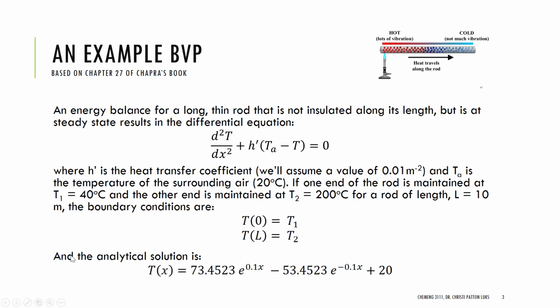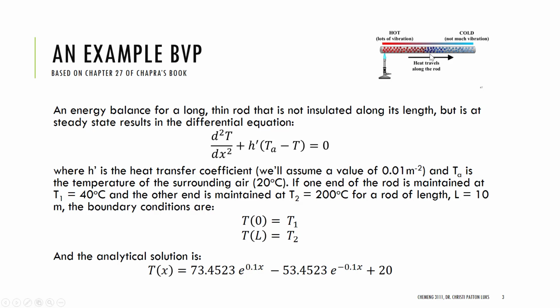So first, I have an example boundary value problem. This is out of a textbook on numerical computing by Chapra. But basically, it's looking at an energy balance on a long, thin rod. It's not insulated along the side, so you're going to have heat loss along the length. That's described by the heat transfer coefficient h prime. And the surrounding air will be Ta, T ambient.